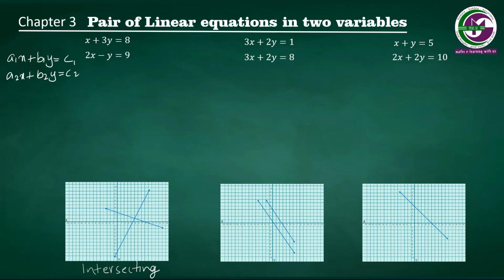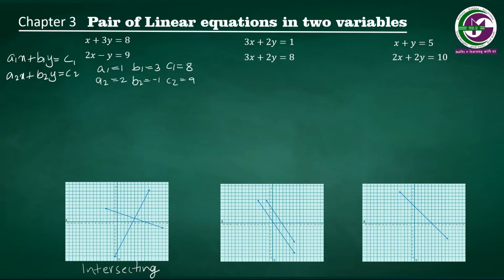Okay. Now when comparing a1x plus b1y equals c1, a2x plus b2y equals c2 with x plus 3y equals 8 and 2x minus y equals 9, you can see that a1 equals 1, b1 equals 3 and c1 equals 8, a2 equals 2, b2 equals minus 1 and c2 equals 9.